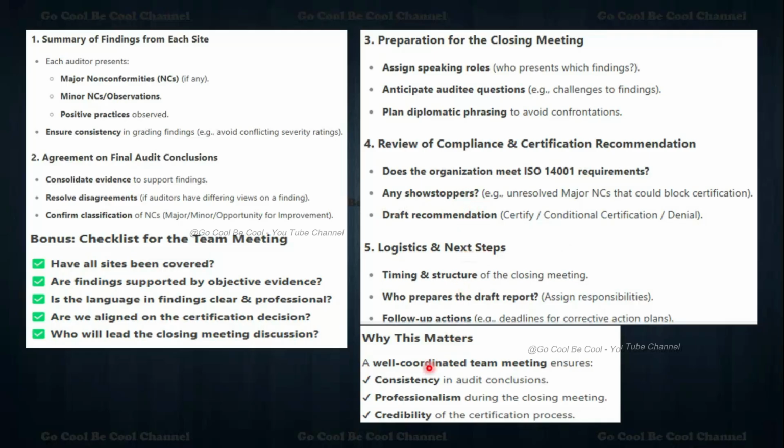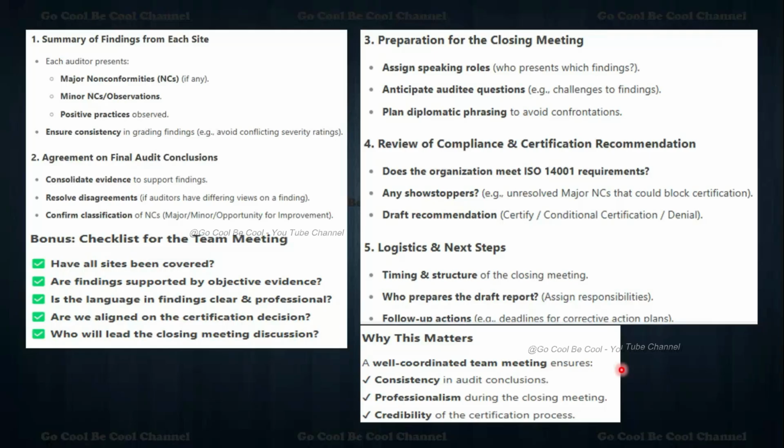Why does this matter? A well coordinated team meeting ensures consistency in audit conclusions, professionalism during the closing meeting, and credibility of the certification process. Generally, if you are the auditor, you go to the auditee premises and you have to close the meeting. You have to define what you have observed, what objective evidence you have noticed, and then what NC you are going to proceed with further. You have to inform this in front of the top management. That will be the real best practice.